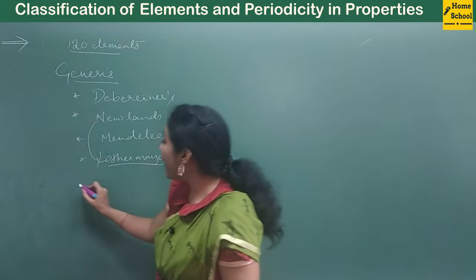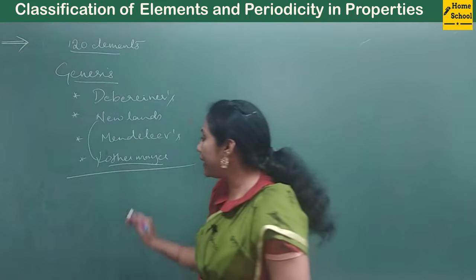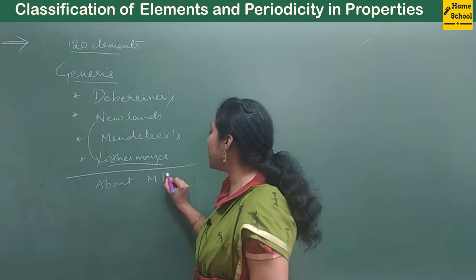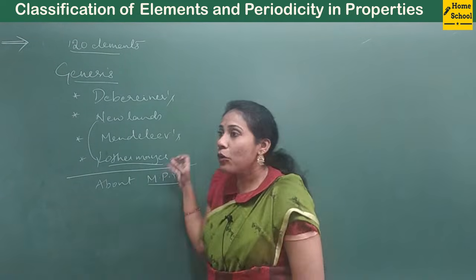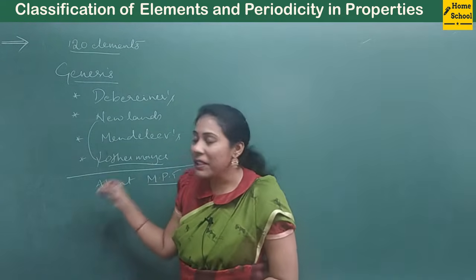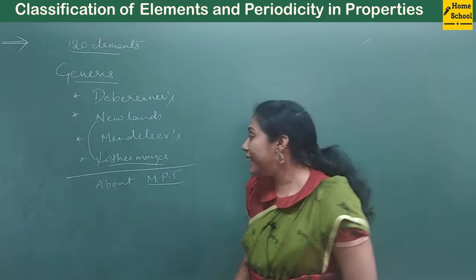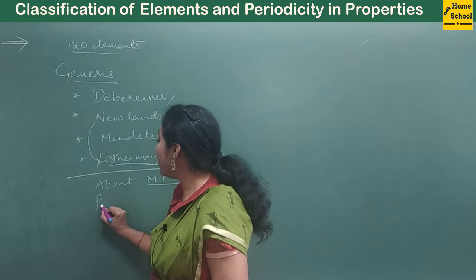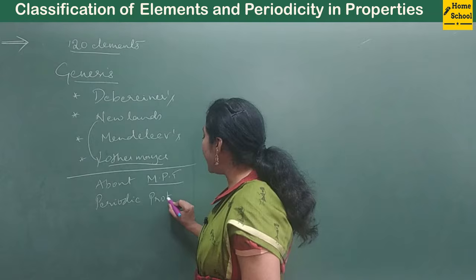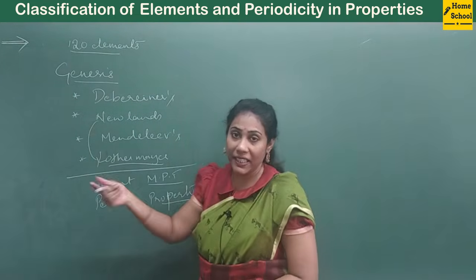table. And this is one part of a chapter. And about the modern periodic table, we study so many things. Say how this modern periodic table is classified, on what basis the periodic table is classified, all that we will discuss in detail. And after that we will study something called periodic properties. Periodic properties. We'll try to understand the meaning of the word periodic properties in detail in the later videos.